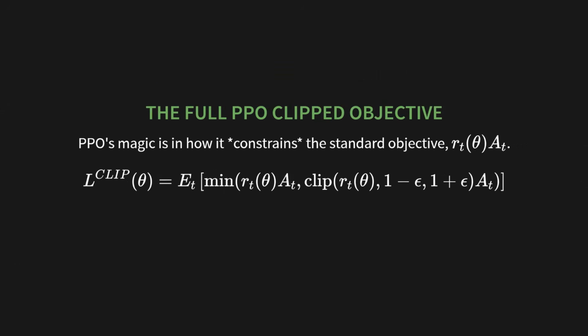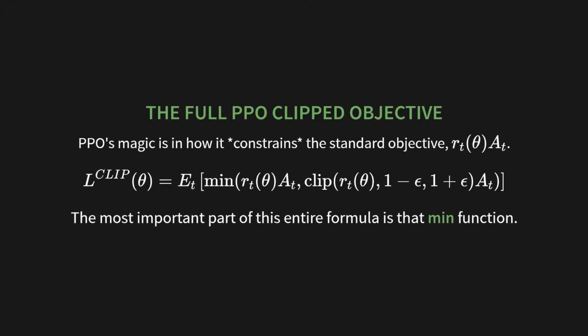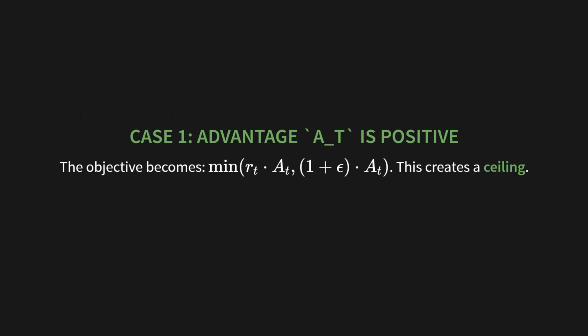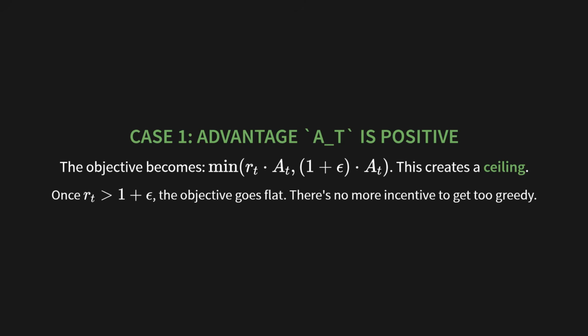Simple as that. Okay, here is the full PPO clipped objective. I know it looks a little scary, but don't worry about the whole thing. The most important part of this entire formula is that min function right in the middle. Let's look at the two cases that matter. Case 1. The advantage a sub t is positive. We found a good action. The objective becomes the minimum of two things: r sub t times a sub t, or 1 plus epsilon times a sub t. This creates a ceiling. Once our ratio gets bigger than 1 plus epsilon, the objective goes totally flat. There is no more incentive to get too greedy.